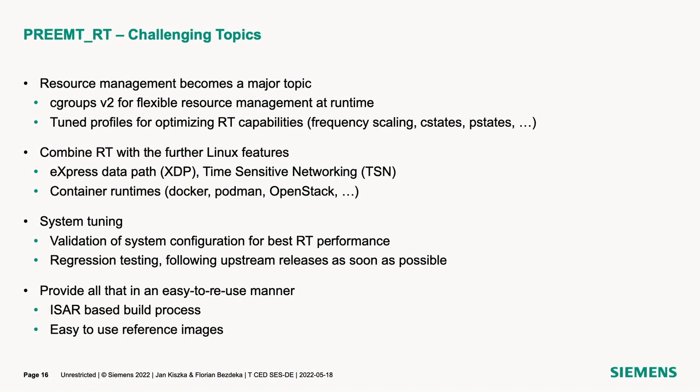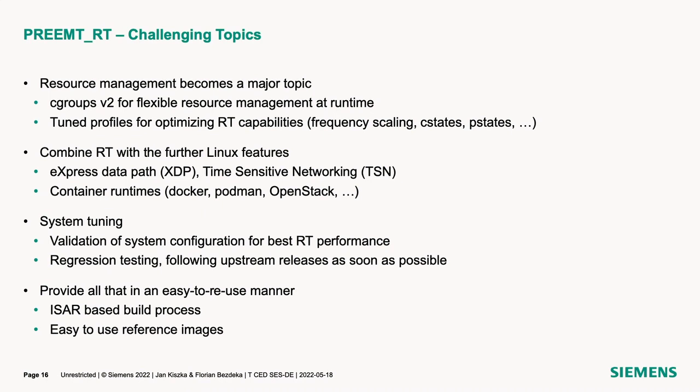Another aspect is system tuning, so we have to make sure that our system is always operating at the best possible performance. And we're doing a lot of regression testing, trying to follow upstream kernel releases as soon as possible, or ramping up a test infrastructure to make sure that as soon as we notice a regression, we can jump on it and at least report it, better debug it, or at best solve it.